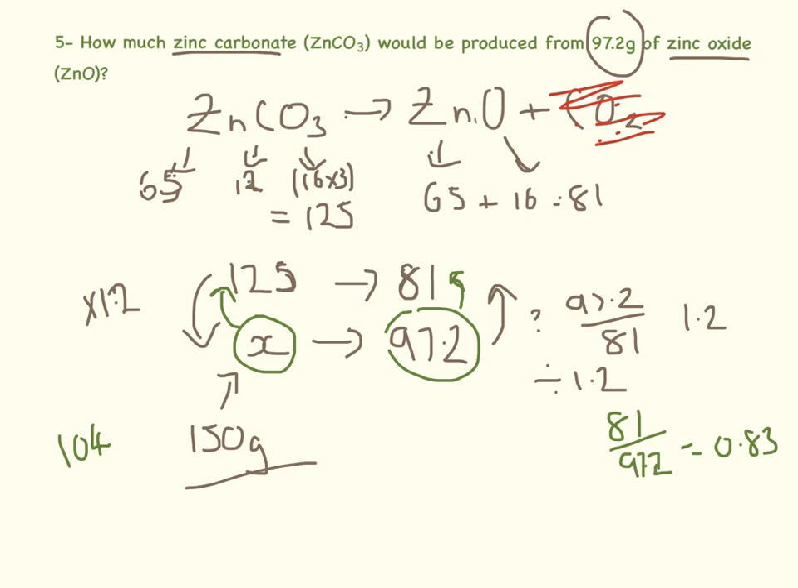So, things that I'll be awarding the marks for are working out the mass of zinc carbonate, working out the mass of zinc oxide, getting the ratios right, working out that you need to divide one side by the other side, and then getting the answer and popping some units on there.